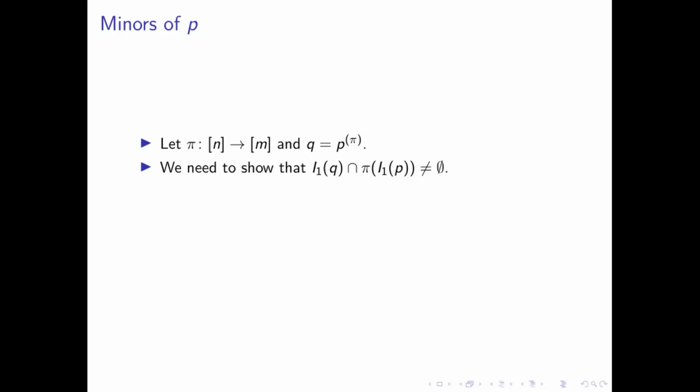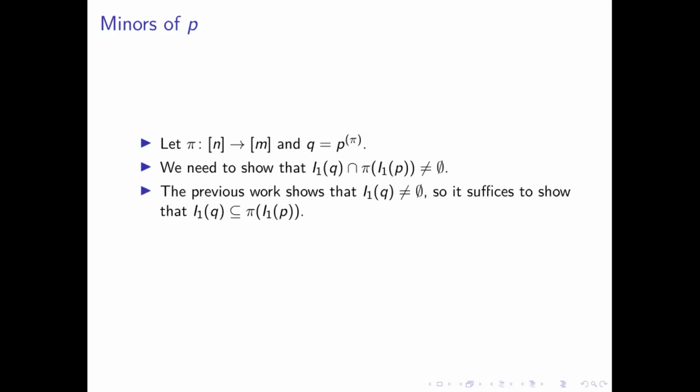Well, on the previous slides, we've already shown for an arbitrary polymorphism that I of that polymorphism is going to be non-empty. In other words, I1 of Q is non-empty. That's what we've already shown. And so in order to show the second bullet point, it suffices to show that this I1 of Q is a subset of pi I1 of P. That will give you non-emptiness of the set in the second bullet point.